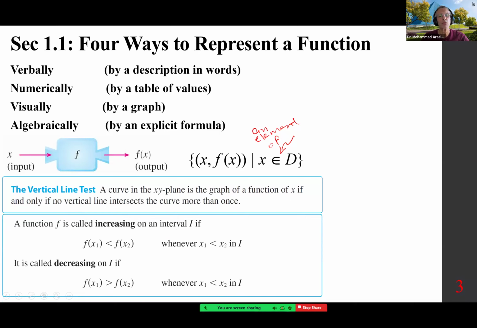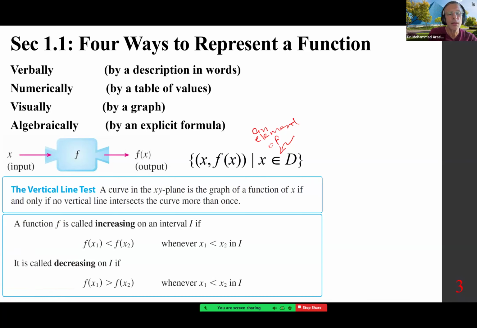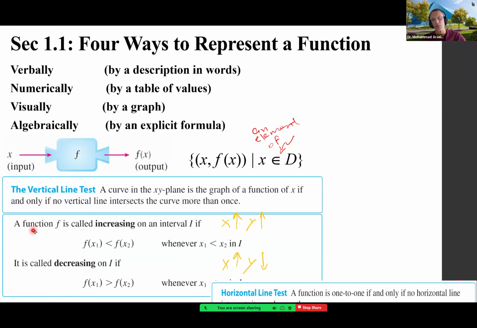less than f of x sub 2, whenever x sub 1 is less than x sub 2 in the interval I, and it's called decreasing if f of x sub 1 is larger than f of x sub 2, whenever x sub 1 is less than x sub 2 in I. In short, increasing means when x gets larger, so does y. Decreasing means when x gets larger, y gets smaller. That's the synopsis of this concept.